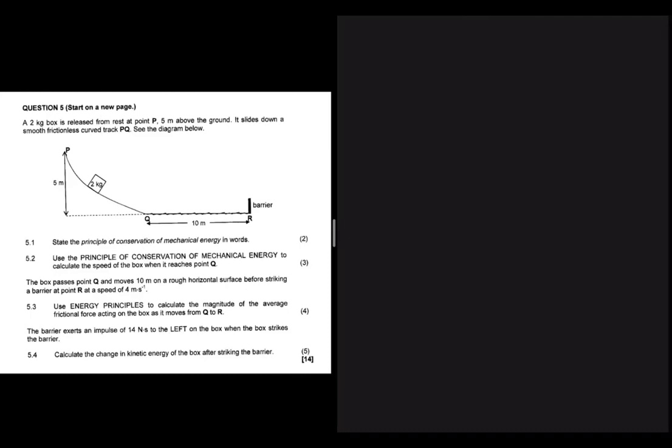The first question says, state the principle of conservation of mechanical energy. It states that the total mechanical energy in an isolated system is conserved. That is, the sum of the potential energy and the kinetic energy at a certain point will always be equal to the sum of the potential energy and the kinetic energy at any other point.